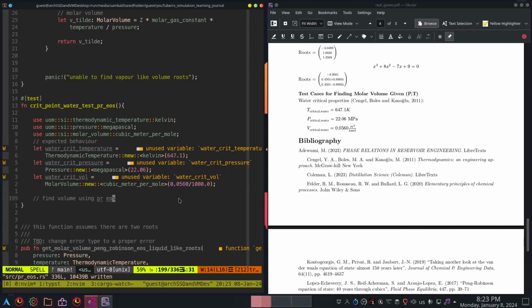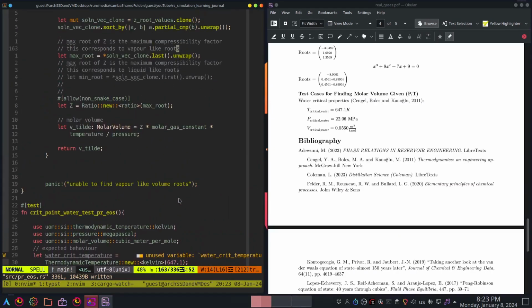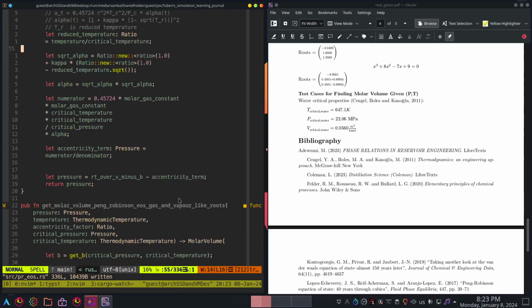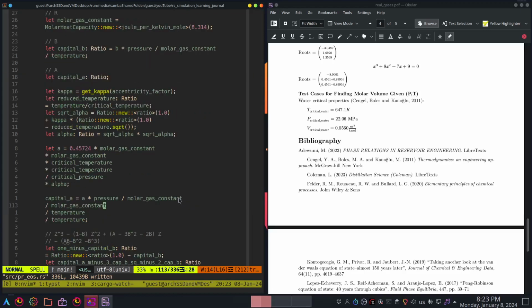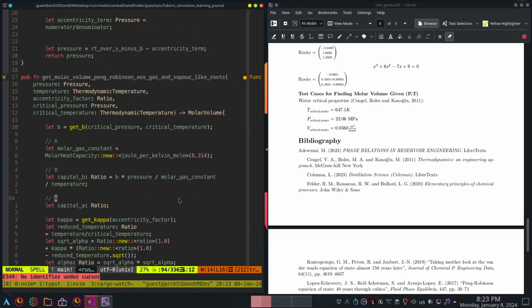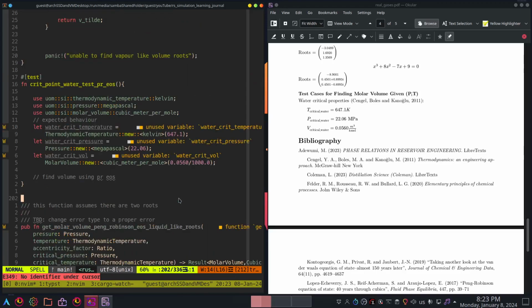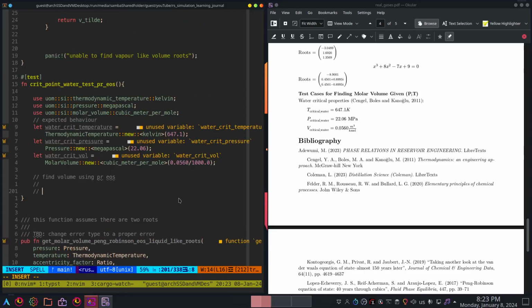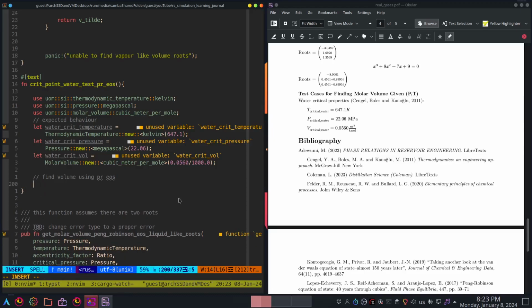So this is me testing. Every time I add a new layer of complexity, it's always a good idea to test. So let's test the vapor root function. Get molar volume, Peng-Robinson vapor-like roots. I'm going to do that. Where's my test? As you see, the file is getting more and more messy. So it's probably a good idea to start splitting up the files, but I'll do that later.